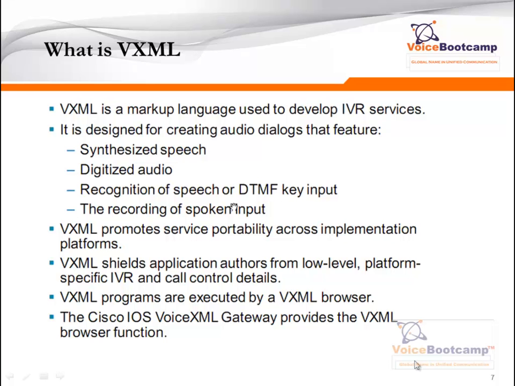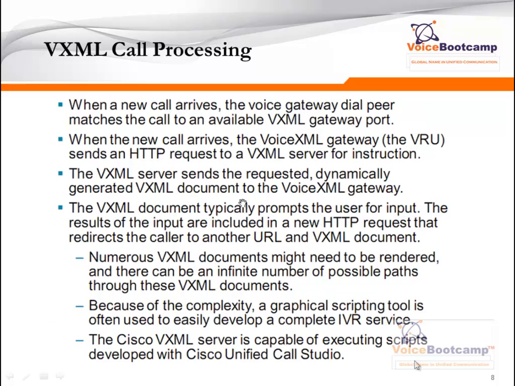Now, Cisco iOS, like I said, depending on the type of deployment that you have, you can run the Voice XML browser and the Ingress gateway on the same gateway. So a typical voice processing, again, just to repeat that: a new call will arrive, the voice gateway will match its dial peer and send the call to the Voice XML Gateway port, which happens to be the VoIP endpoint. When a new call arrives, the Voice XML Gateway, which is also known as VRU, can send an HTTP request to the Voice XML server for further instruction.